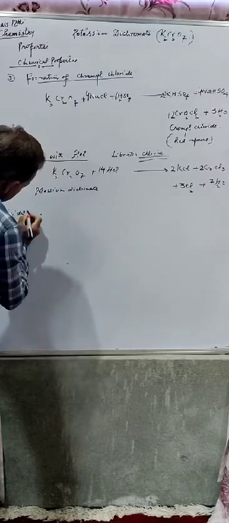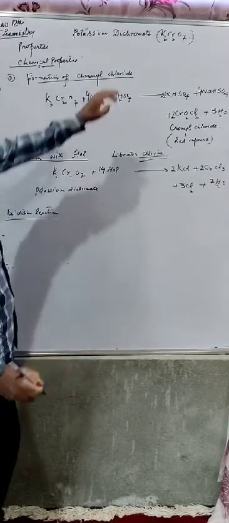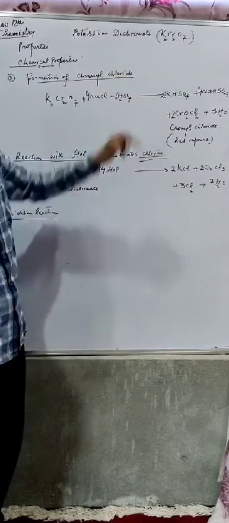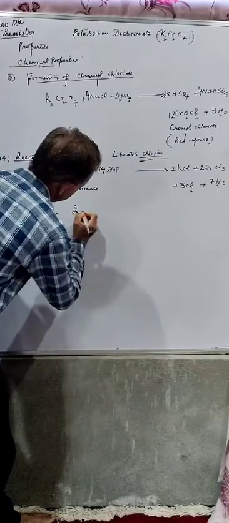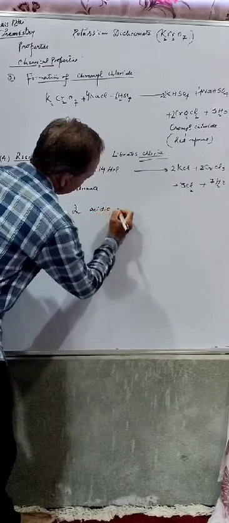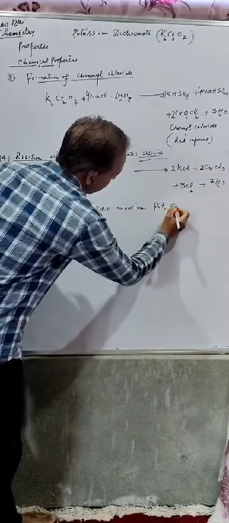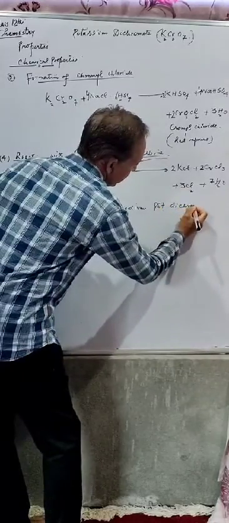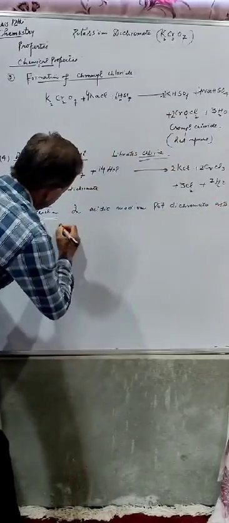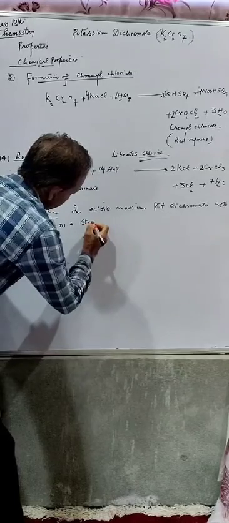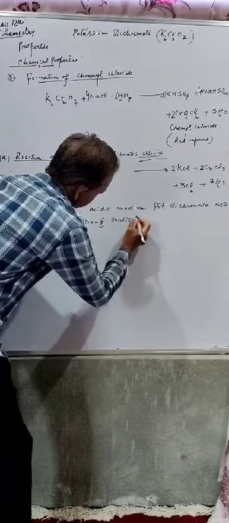Oxidation reactions. This potassium dichromate acts as a strong oxidizing agent in acidic medium. So in acidic medium, potassium dichromate acts as a strong oxidizing agent.